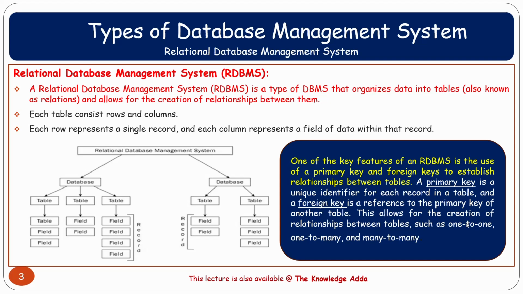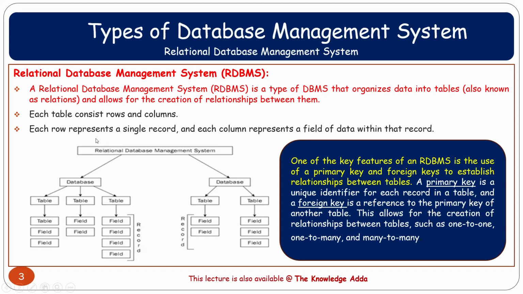A relational database management system is a type of database system that organizes data into tables and allows for the creation of relationships between them. This type of data management system stores the data in a tabular form. As we know, a table is divided into rows and columns. Each row represents a single record and each column represents a field of data within that particular record.